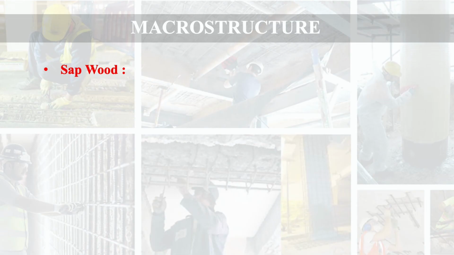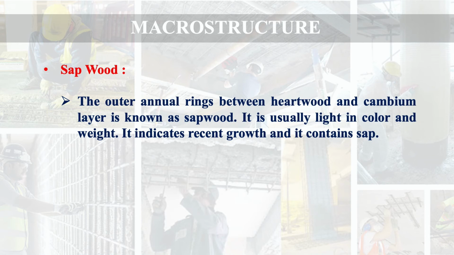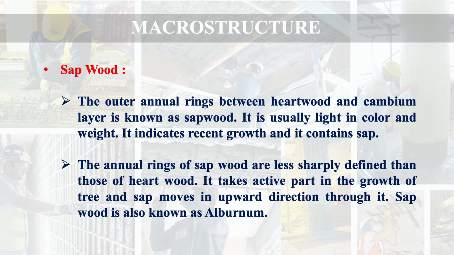Then the next layer is sapwood. The outer annual rings between heartwood and cambium layer are known as sapwood. It is usually light in color and weight. It indicates recent growth and it contains sap. The annual rings of sapwood are less sharply defined than those of heartwood. This means here you cannot clearly see the distinct annular rings as you find in the heartwood. It takes active part in the growth of the tree and sap moves in upward direction through it. Sapwood is also known as alburnum.